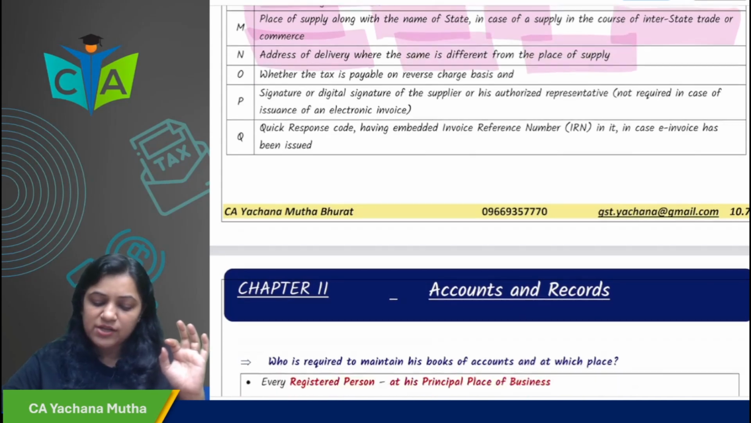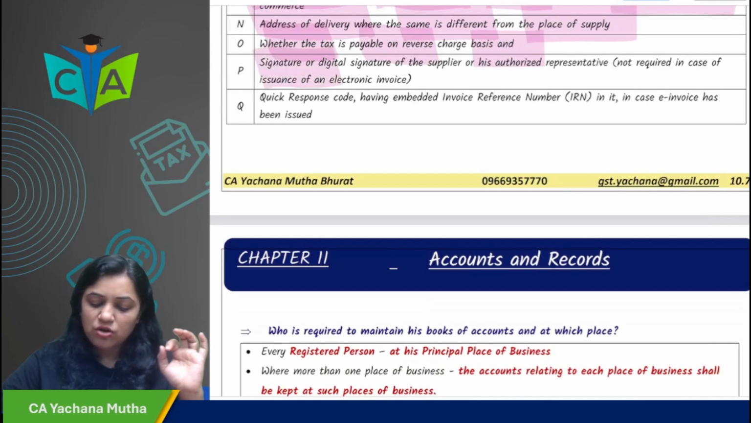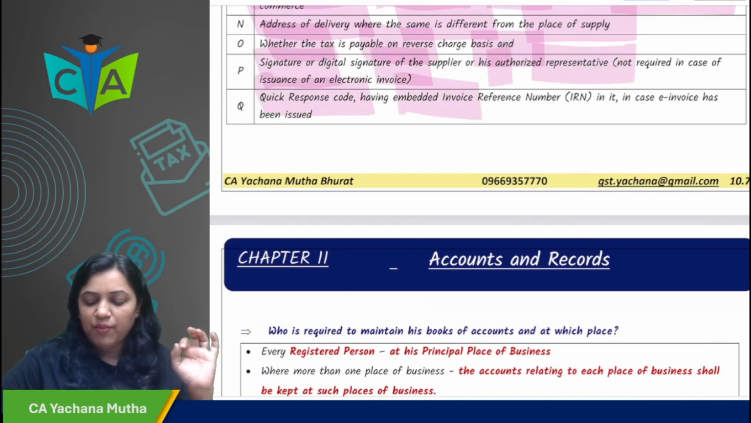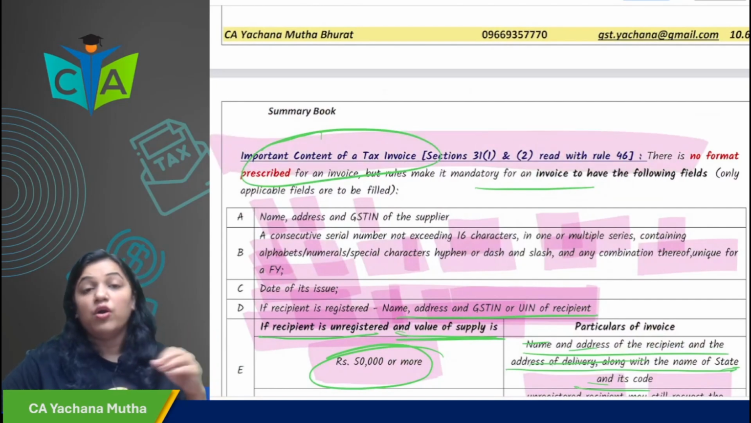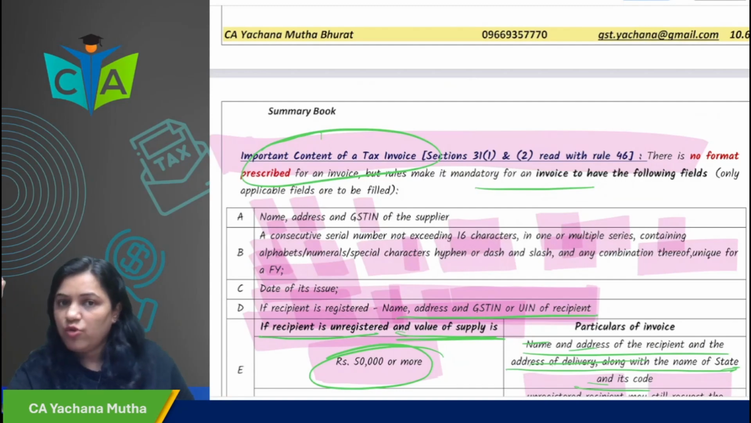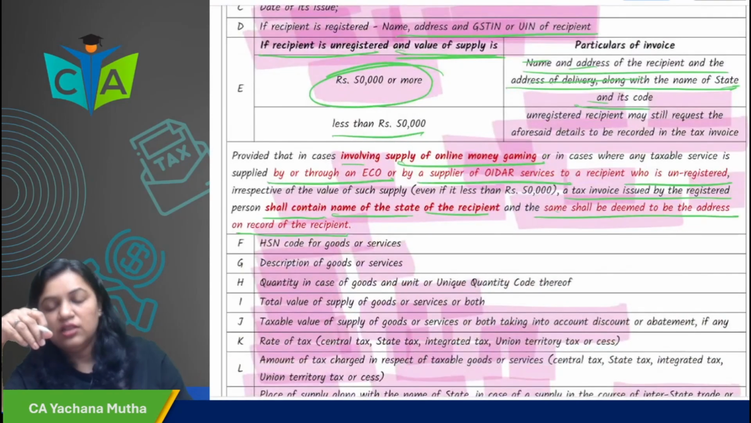Then address of delivery where it is different from the place of supply, then where the tax is payable on reverse charge basis, then signature or digital signature of supplier or authorized representative, then QR code having embedded IRN in case an e-invoice has been issued. All these are the contents of the tax invoice. Again, there is no format prescribed, but the rules make it mandatory to have these contents in the tax invoice.